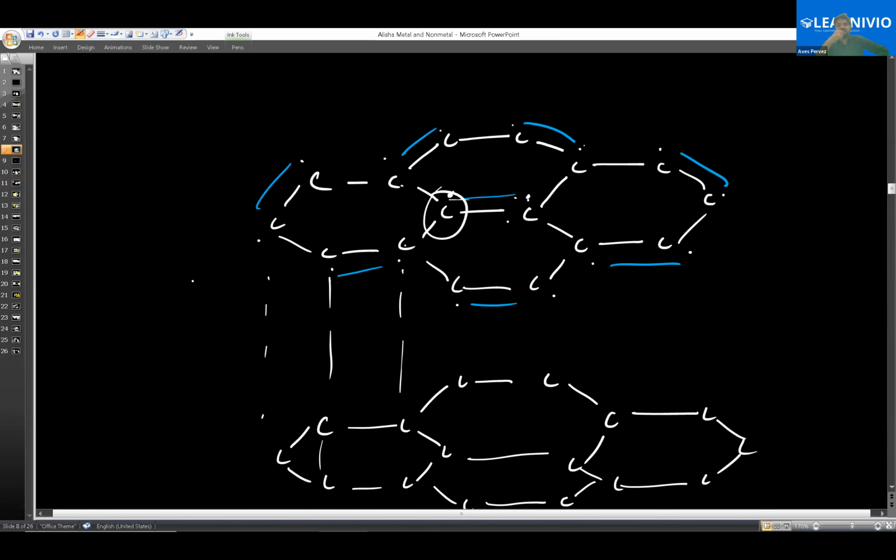Draw the structure of graphite also. Do you have to draw just the top structure or both of them? Both the structures, top and bottom.